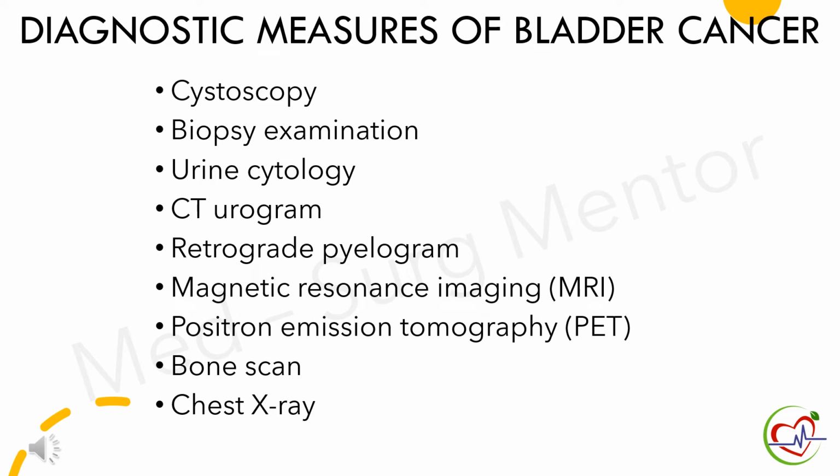Diagnostic measures done to rule out bladder cancer are cystoscopy, biopsy examination, urine cytology, CT urogram, retrograde pyelogram, MRI, PET scan, bone scan, and chest X-ray.